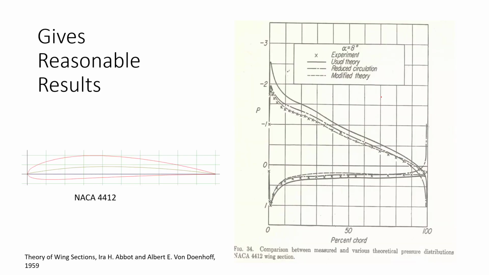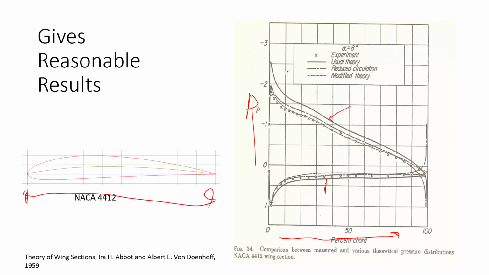But in the end, when you take an airfoil, in this case a NACA 4412, and you do the calculation of the effects of circulation, this graph here on the right, the diagram on the left is that airfoil. The graph on the right, we have the percent chord, or the percent of the distance from the front to the back of the airfoil, along the horizontal axis. Along the vertical axis is a normalized pressure indication. We get a calculated pressure distribution.